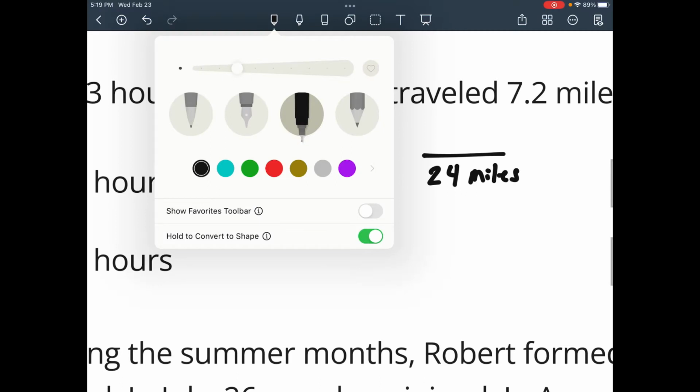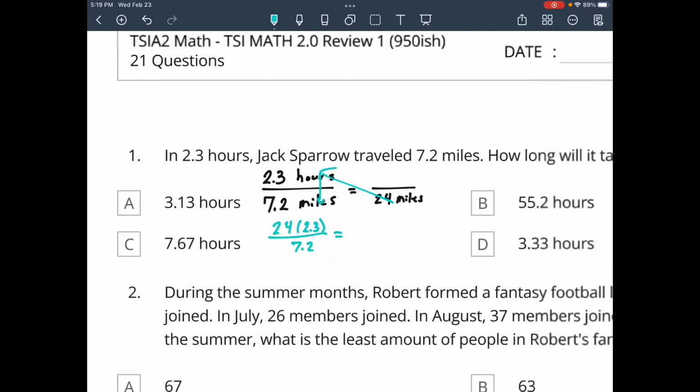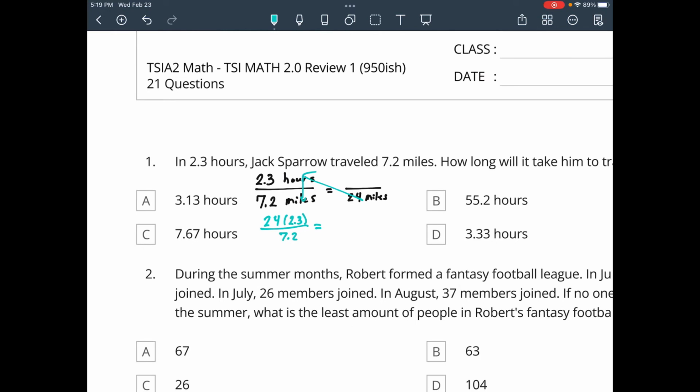So we cross multiply and divide, right? 24 times 2.3, and then you divide that by 7.2. You multiply the 24 times 2.3 and you divide by 7.2. And then whatever that gives you, that's the answer. Get my trusty calculator here. It's 24 times 2.3 divided by 7.2, 7.6. So letter C.